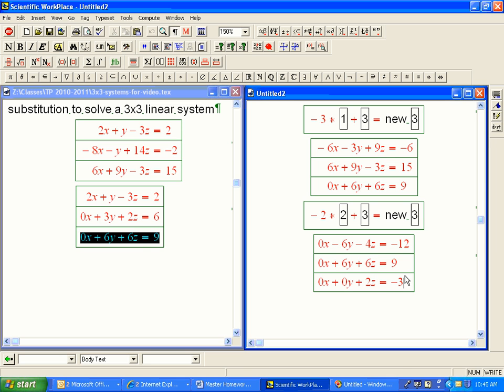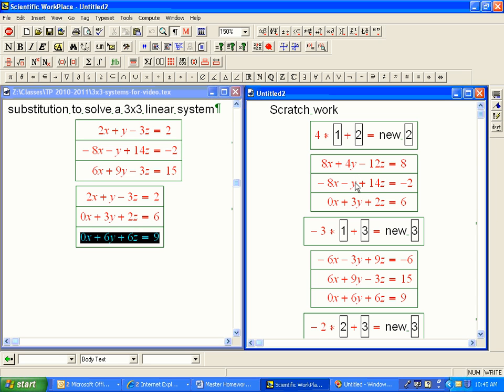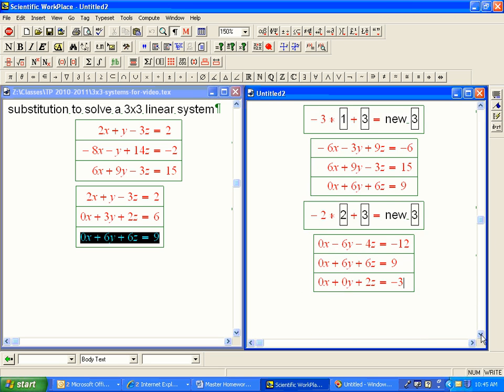Let's see if I got it right here. Just want to check the signs here. Okay, so we got 3y, 2z, 6. Sorry, even if you've done it before, sometimes the signs go wrong. I just want to double check because it seemed a little weird. And then here's the scratch work for this one. Okay, looks good.